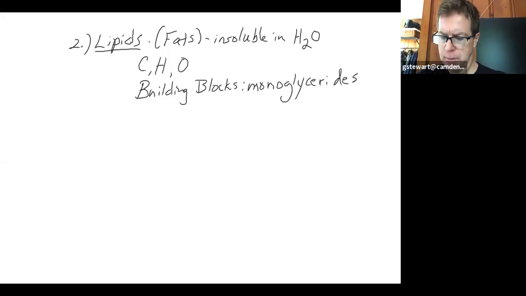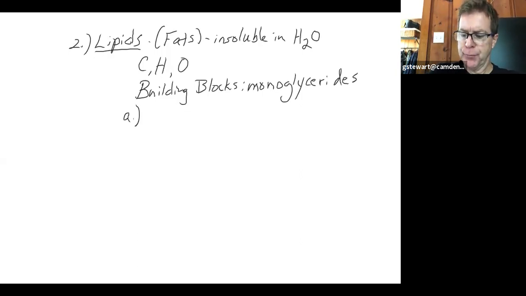Glycerides. And so if you see an example like triglyceride, that word just means there are 3 building blocks or glycerides hooked together. So that's just an example. Triglycerides means 3 of those linked together.